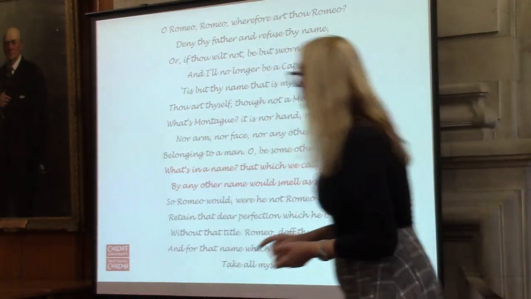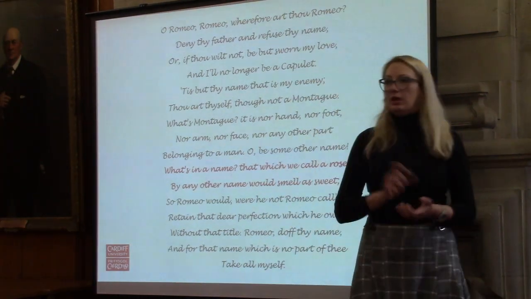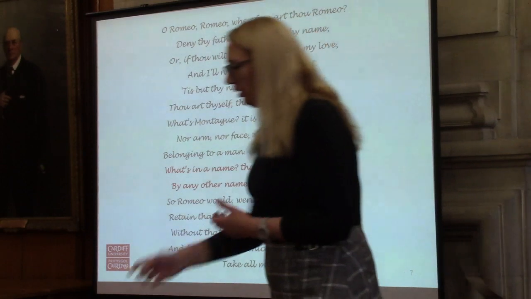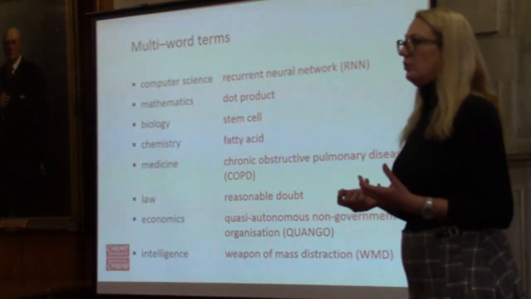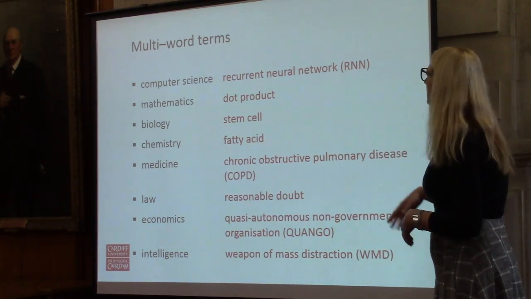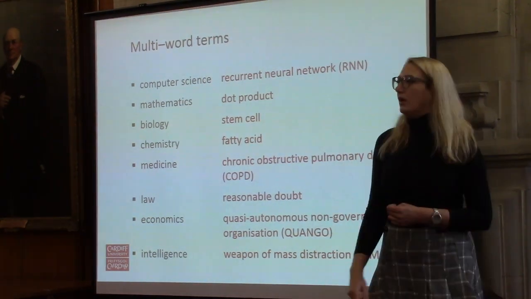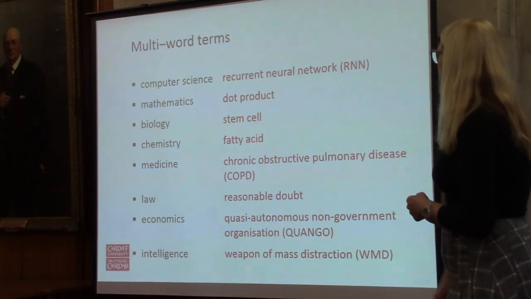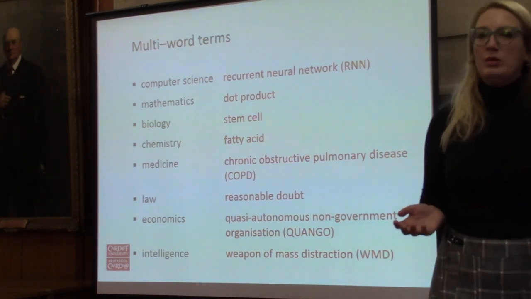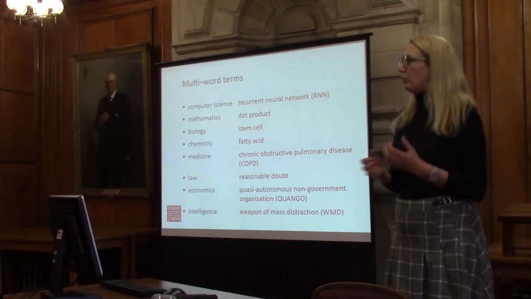Okay, so when we process text, if we decide rose is a symbol that represents the idea of that flower, we can do some processing based on that. What happens when we have multiple words? Here are some examples in various scientific disciplines. Recurrent neural network is a term. It's got 3 words. Dot product is a mathematical term, stem cell, fatty acid, etc. They're usually longish because we cannot come up with a new word every time for every concept imaginable. So we use multi-word terms to describe them, a combination of different words.